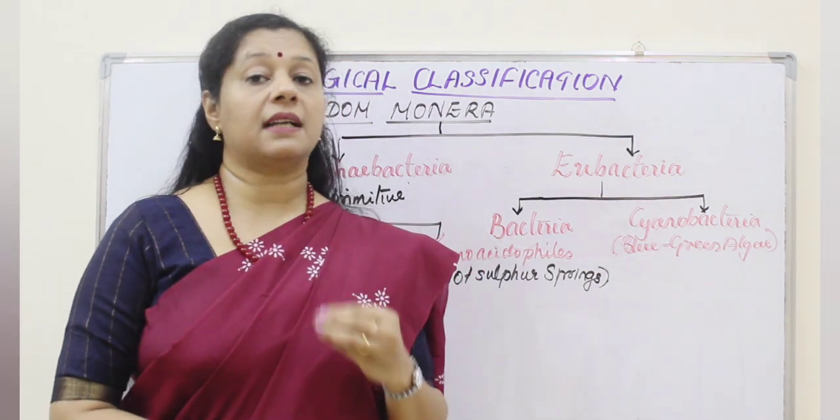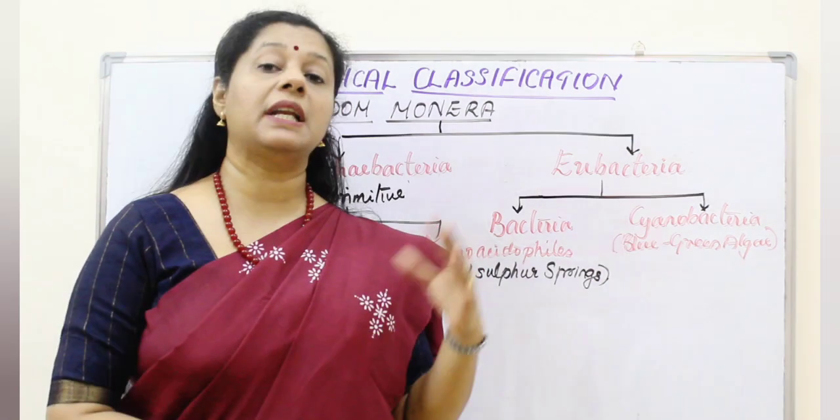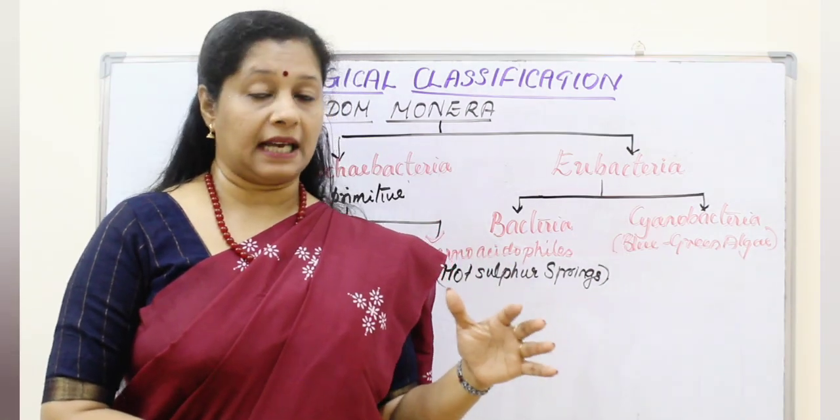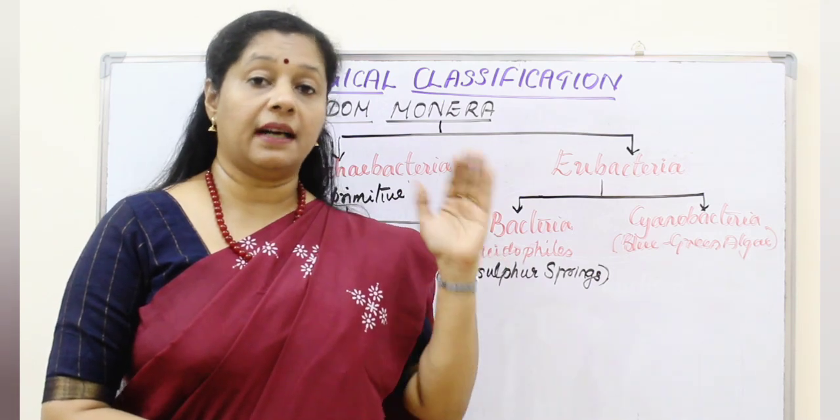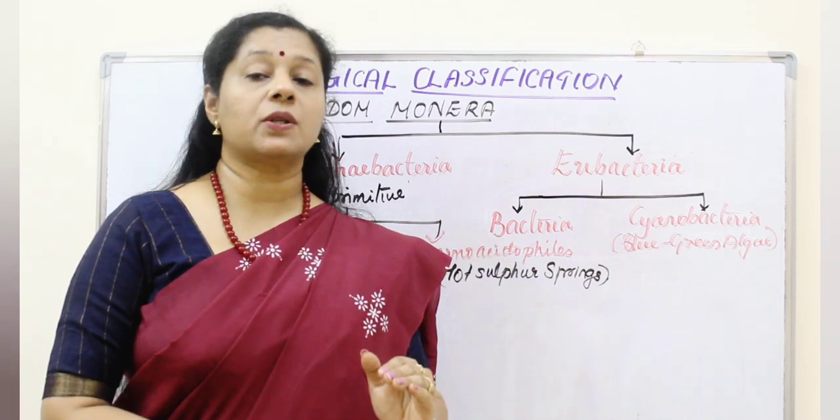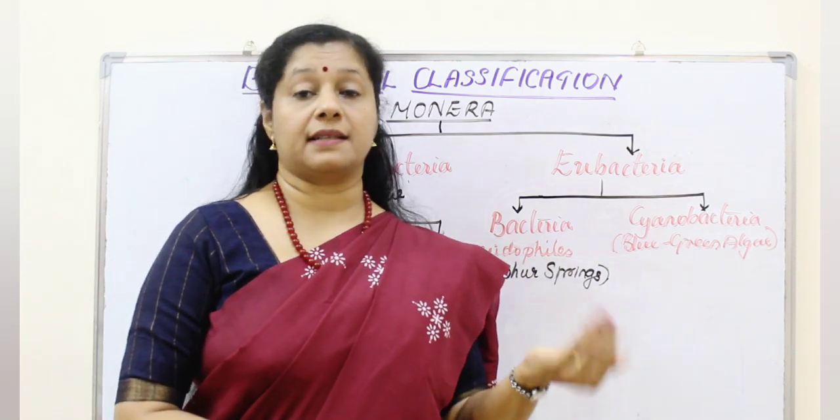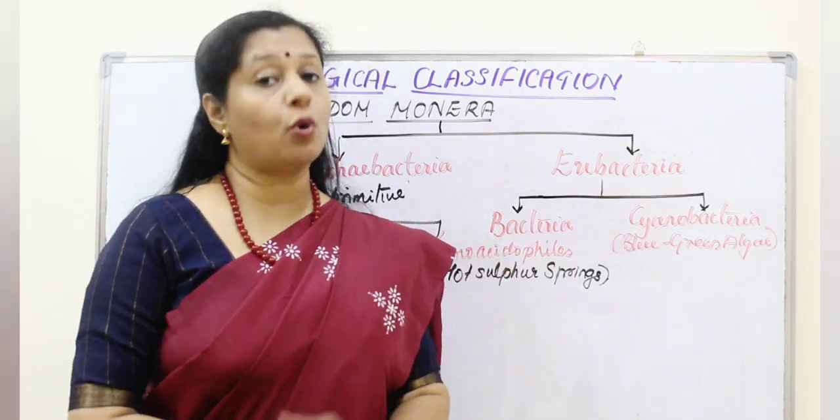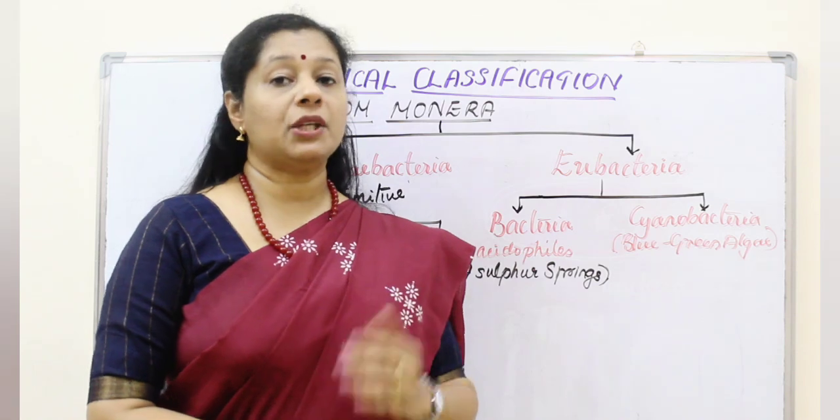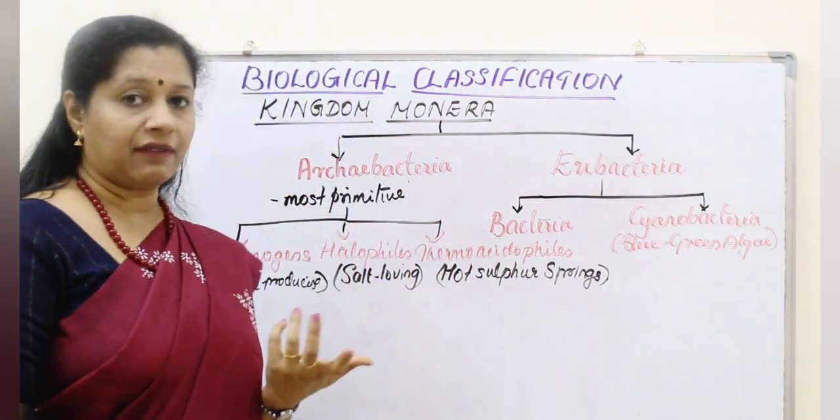So methanogens are the methane producing bacteria usually found in the gut of the ruminant animals, and since they are found in the gut, when they excrete the dung, it also has a lot of methanogens in it. That is why we use cow dung as the source of biogas or the gobar gas. Okay, now coming to the second type, that is called halophiles.